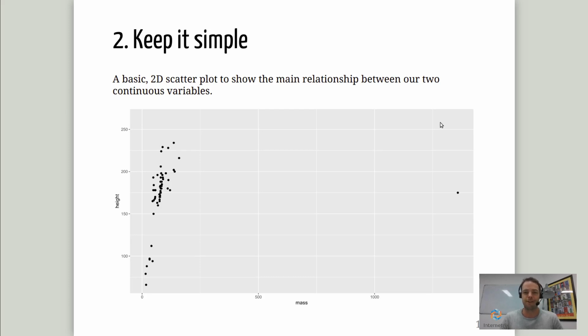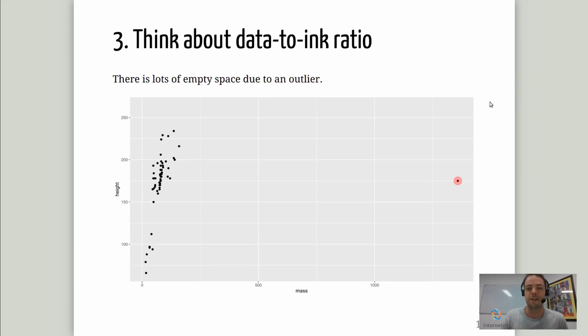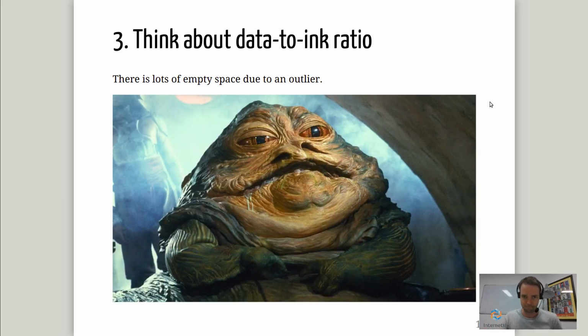You'd notice, though, that this isn't great. Just off the bat, we've got a lot of dead space in the middle. This is where we need to think about data to ink ratio. There's nothing really being conveyed in that middle space. We probably need to investigate, what is this outlier? Who's all the way over on the right-hand side there?